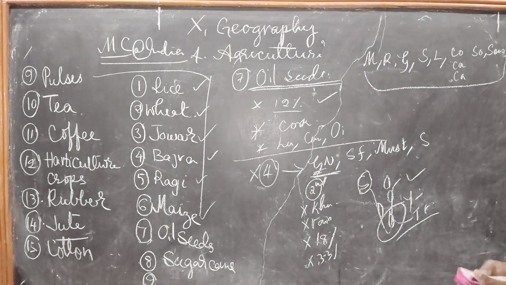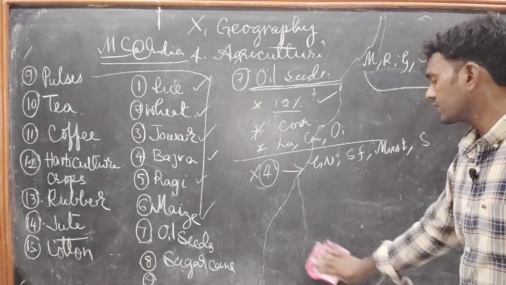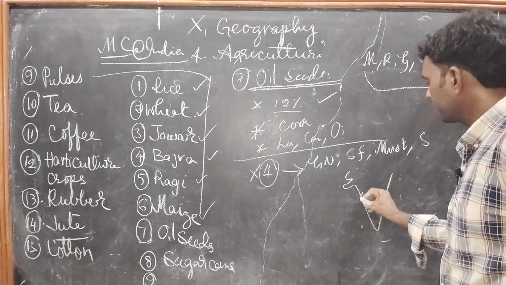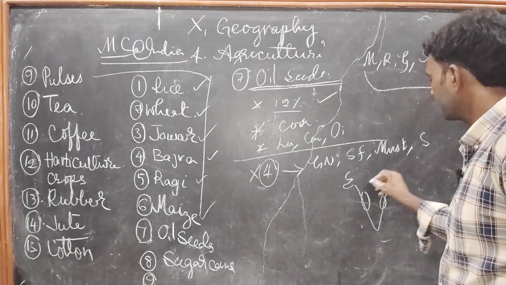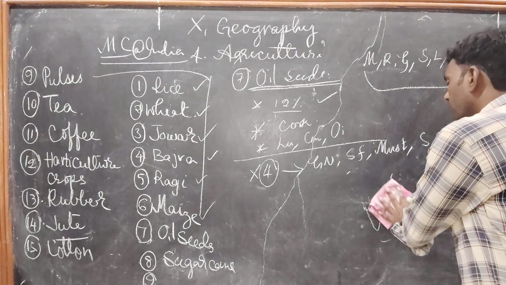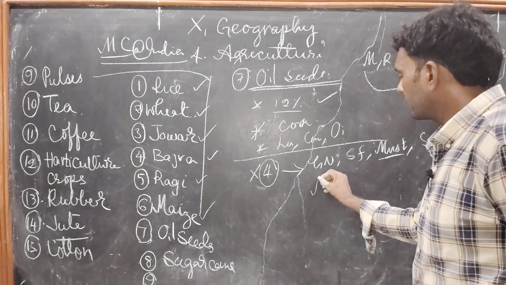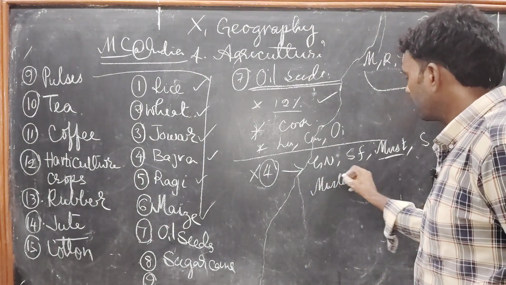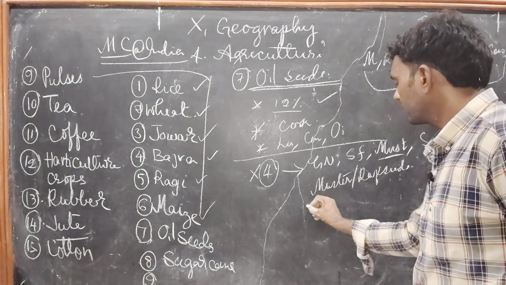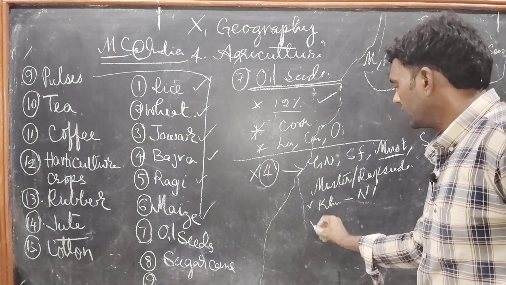Coming to sunflower. Sunflower producing states are Karnataka, Andhra Pradesh, Telangana. That's it. North India does not cultivate sunflower. Coming to mustard and rapeseeds. These are kharif crops in northern India, and they need irrigation.